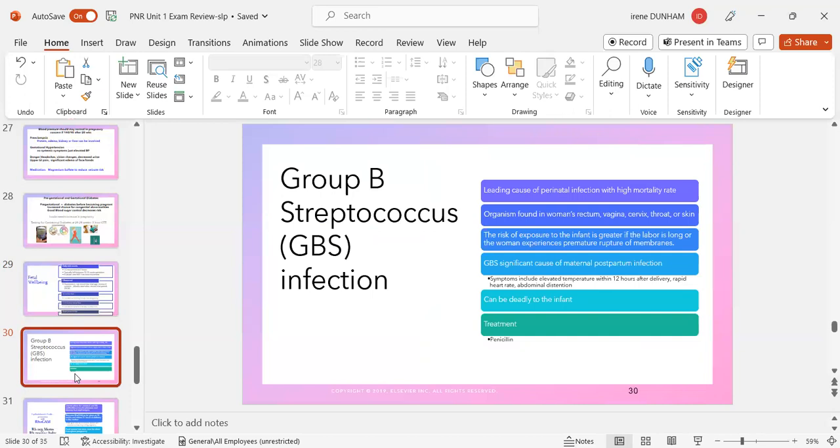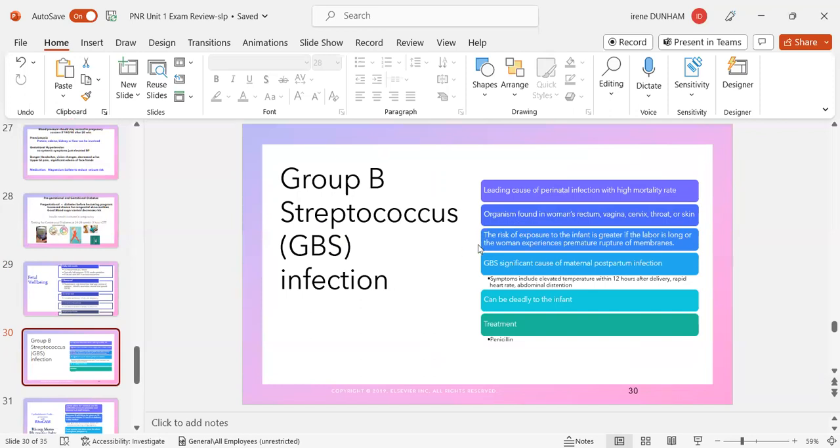Okay. Now here's your group B strep we talked about before, and we talked about just the other day. Again, it causes a perinatal infection with high mortality rate. These babies, as I said, go into respiratory distress. It's found in the woman's rectum, vagina, cervix, throat, or skin. And we do a culture in the cervix, vagina, and then they'll do a swab in the rectum.